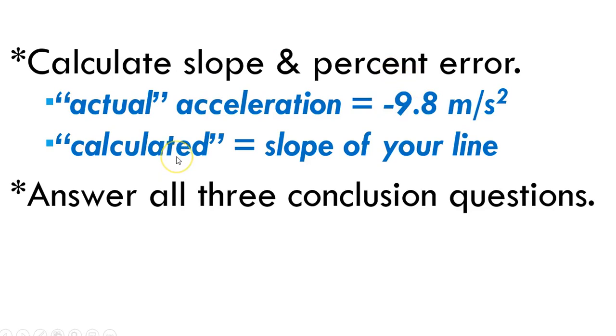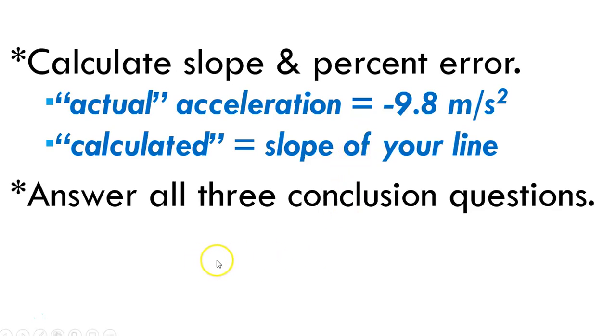The calculated in the percent error equation is going to be that slope of your line. So actual acceleration versus the calculated acceleration for your lab. And that's going to tell you how off from, quote, reality you are.